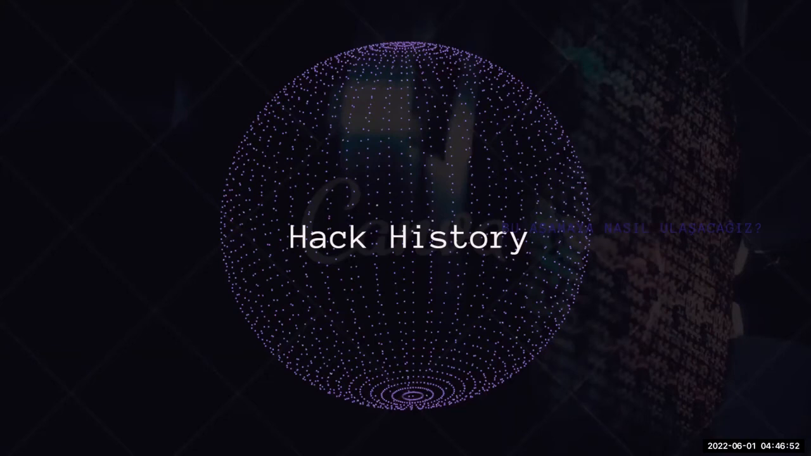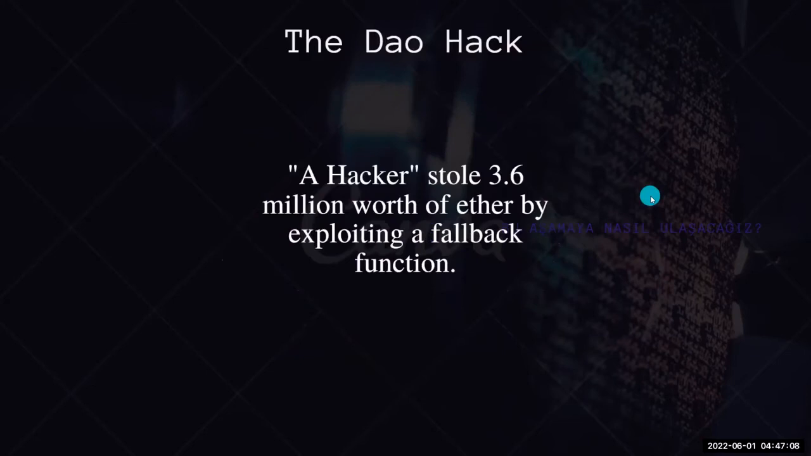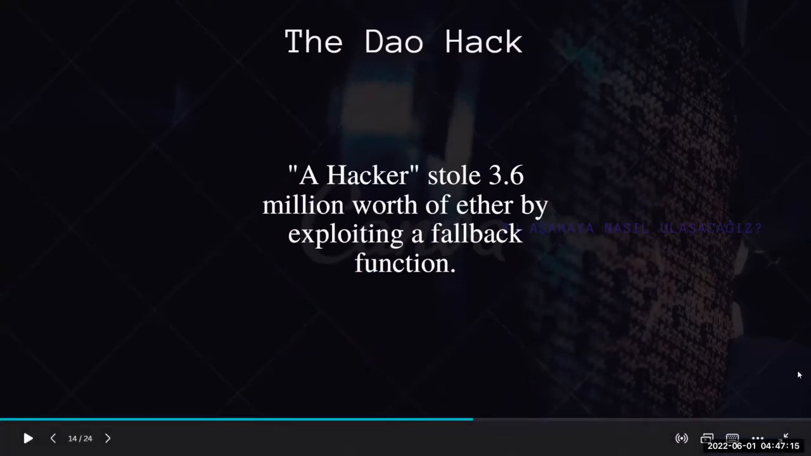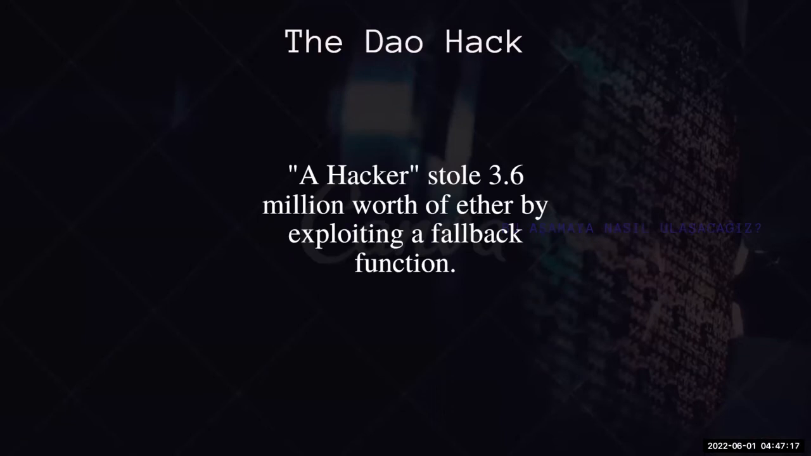Now I'm going to talk about two of the most expensive hacks, and one hack that forced the Ethereum blockchain to make a hard fork that divided Ethereum into Ethereum Classic and Ethereum, as two separate blockchains. Both of them are still alive. The one causing the hard fork was the DAO hack. A user found a loophole through a fallback function and used it to transfer 3.6 million worth of Ether to his account.